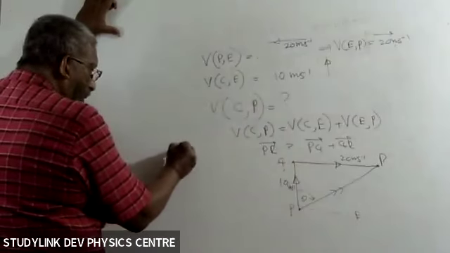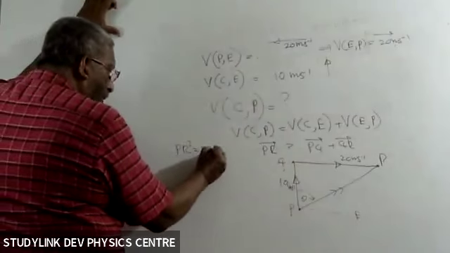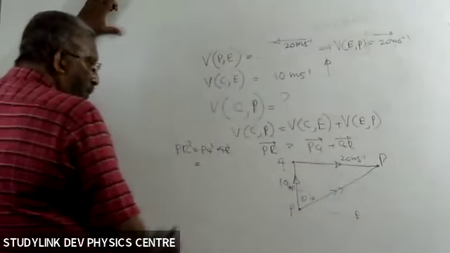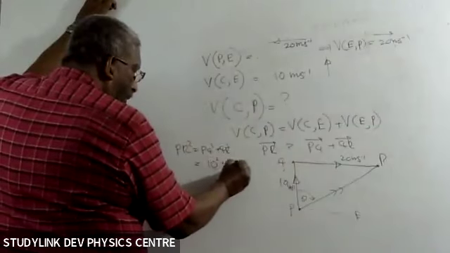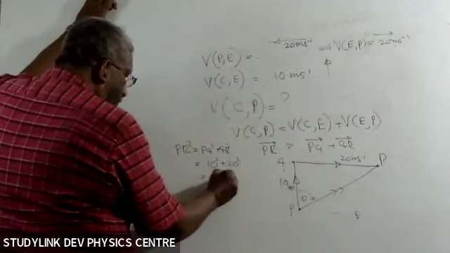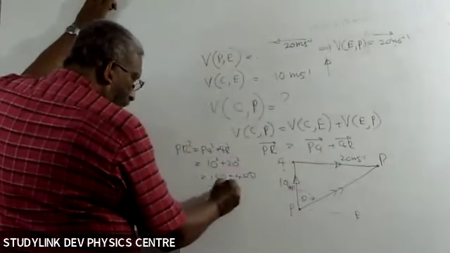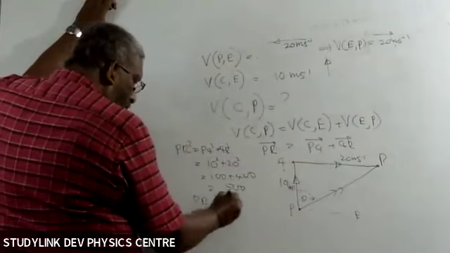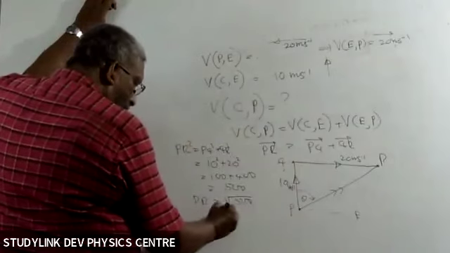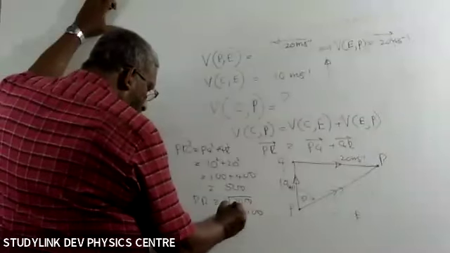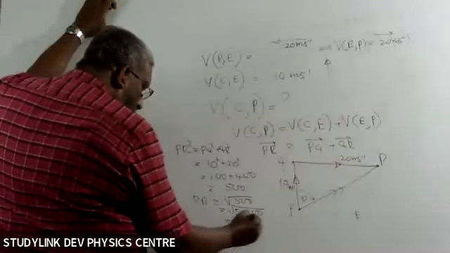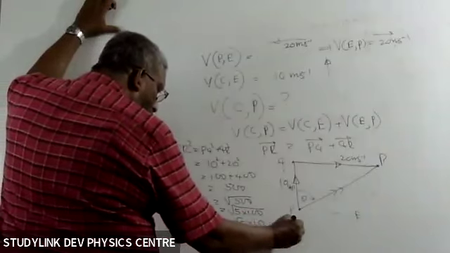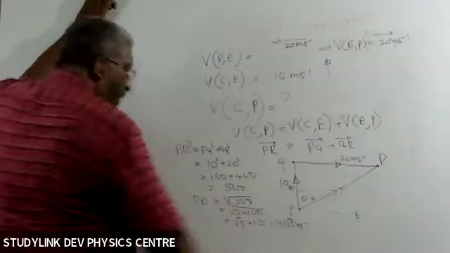First, we'll consider Pythagoras. PR squared is equal to PQ squared plus QR squared. So PQ squared is 100 and QR squared is 400, then 100 plus 400 is 500. So PR is equal to the square root of 500. That can be written as the square root of 100 into the square root of 5. The square root of 100 is 10. So we can write 10 square root of 5 m s^-1.